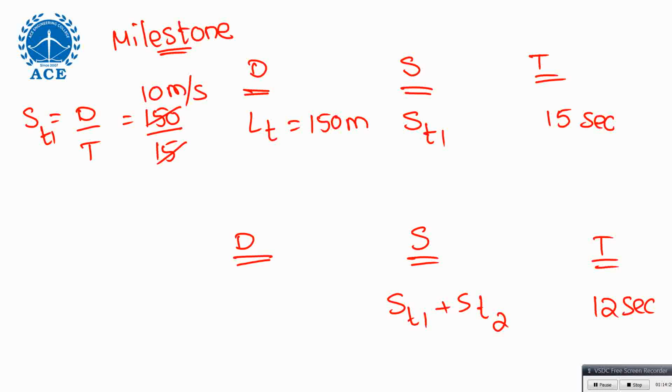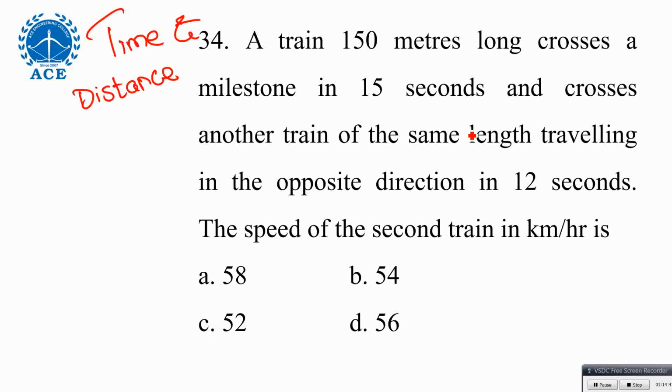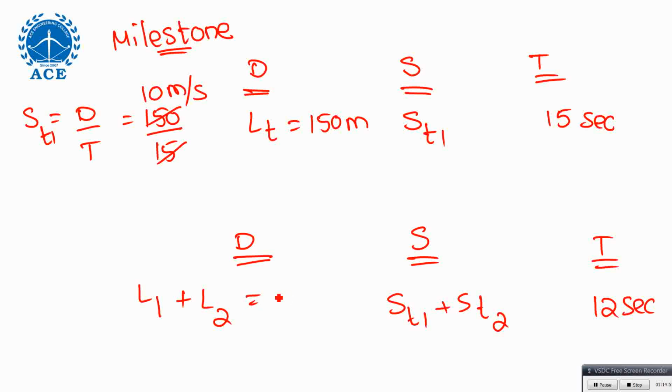It's like a train crossing a bridge, the same thing. Train crossing a bridge, the length is not negligible compared to the train length. Train crossing a platform also: first one plus second one, both lengths are required. They said in the question both are of the same length. So the distance here is 150, the second train also 150, means 300. Now speed: speed is distance by time. 300 divided by 12 is 25.